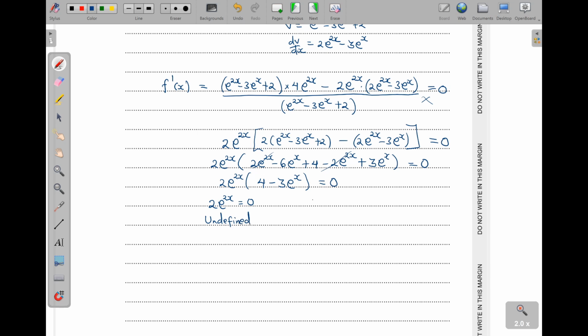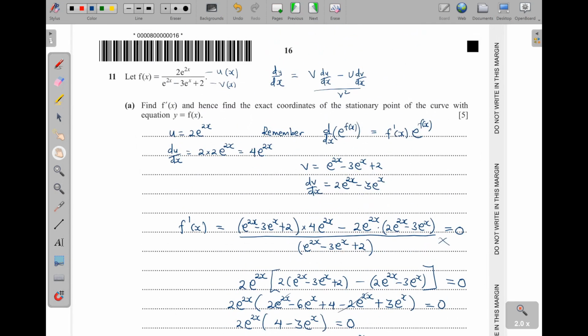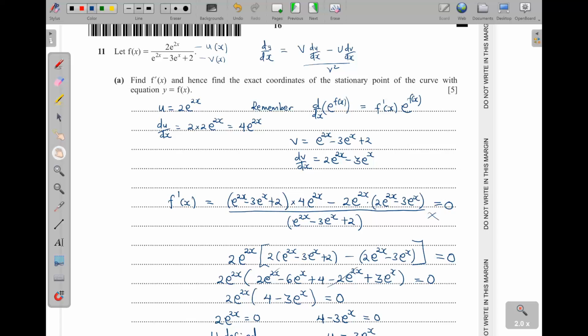And then we can equate 4 minus 3e to the power of x to 0. That means 4 is equal to 3e to the power of x, and then e to the power of x is equal to 4 over 3. I can find the value of x, but let me just leave it here because what they have asked for here is the exact coordinates, so yes, we shall need the x coordinate here, and then the y coordinate.